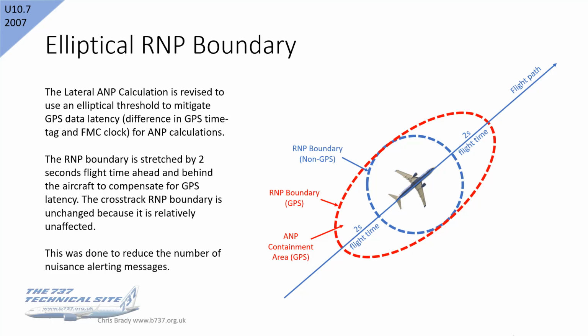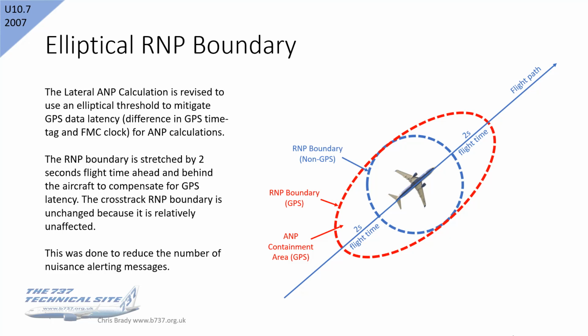Now, the RNP boundary has always been circular. As you would expect, it's a distance, a figure, you know, 0.1 or 0.2 or whatever it might be. It's a circle around the aircraft. Well, this was tweaked slightly for the GPS figure. So the lateral RNP calculation was revised to use an elliptical threshold to mitigate a thing known as GPS data latency.